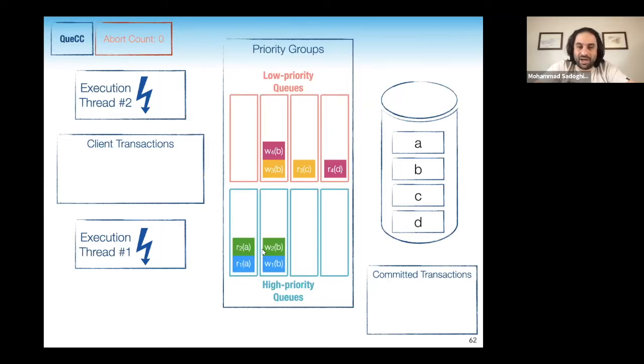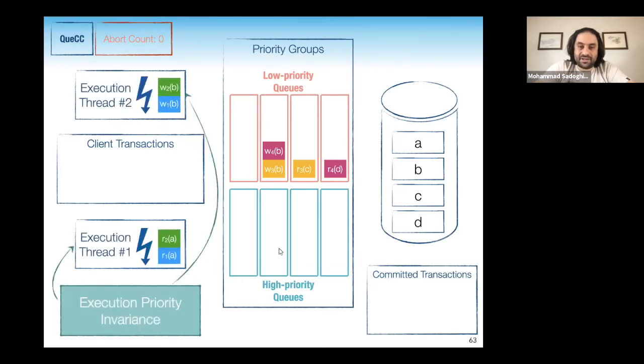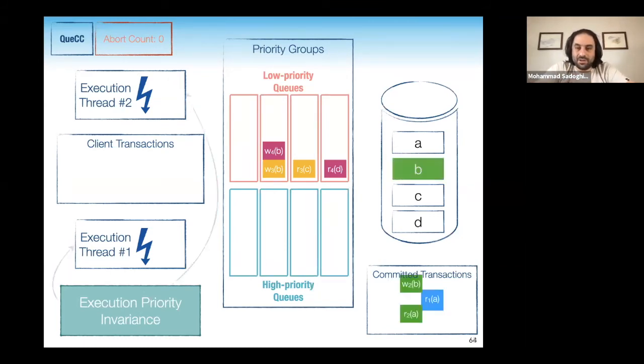So here, what happened is the second queue went to this execution thread, and this queue went to the first execution thread. As far as these execution threads are concerned, they are given a set of queues, and they simply follow the order in that queue and blindly execute it. As a result of that execution, both transactions were committed.